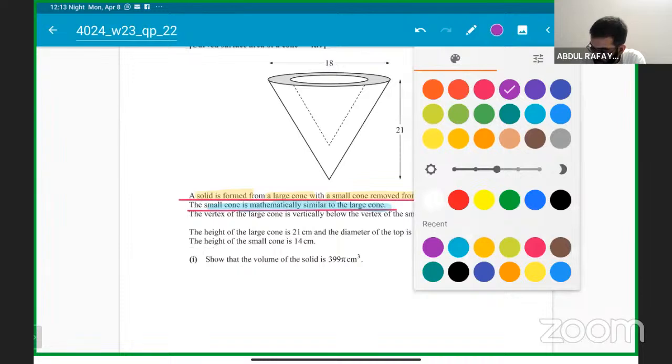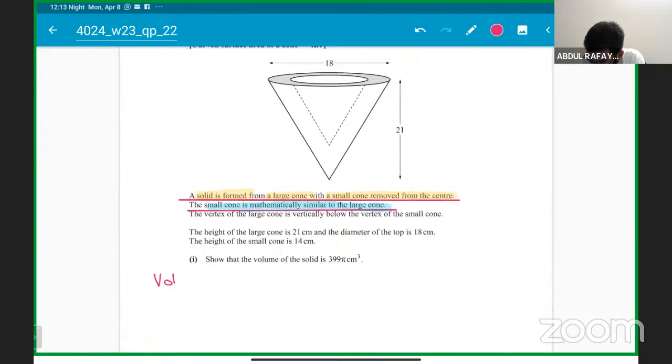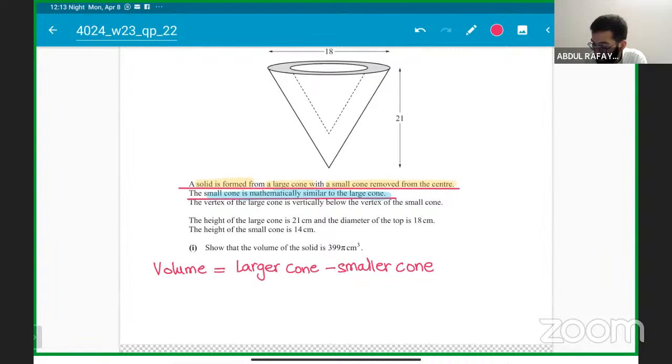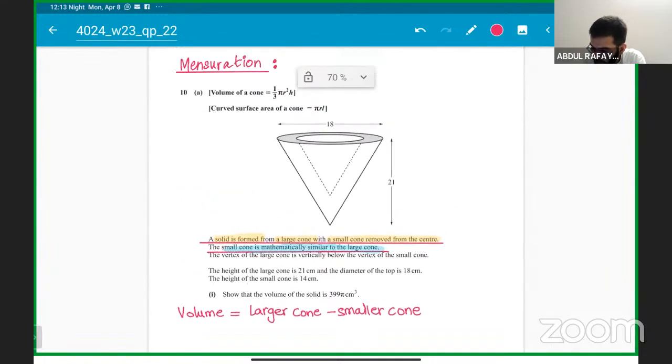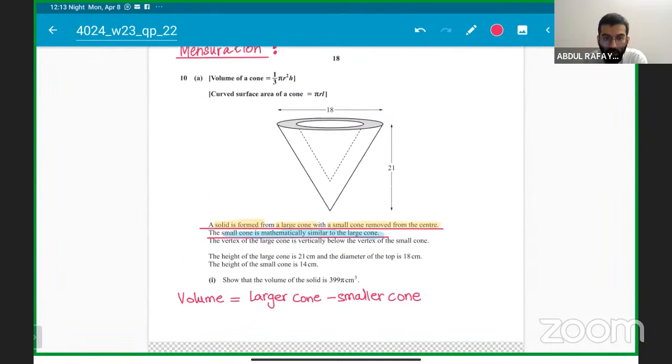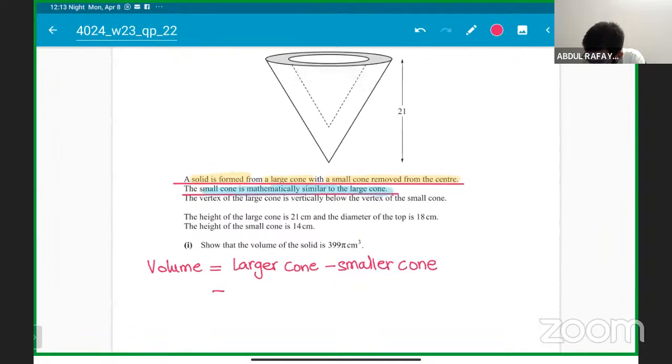So what is the formula? The formula will be simple here: the volume will be the larger cone minus the smaller cone. Larger cone volume minus smaller cone volume will give us 399 pi. That is what we have to prove. The formula remains the same for both of them, that is 1 over 3 pi r square height. So let's put it down. 1 over 3 into pi into the radius.